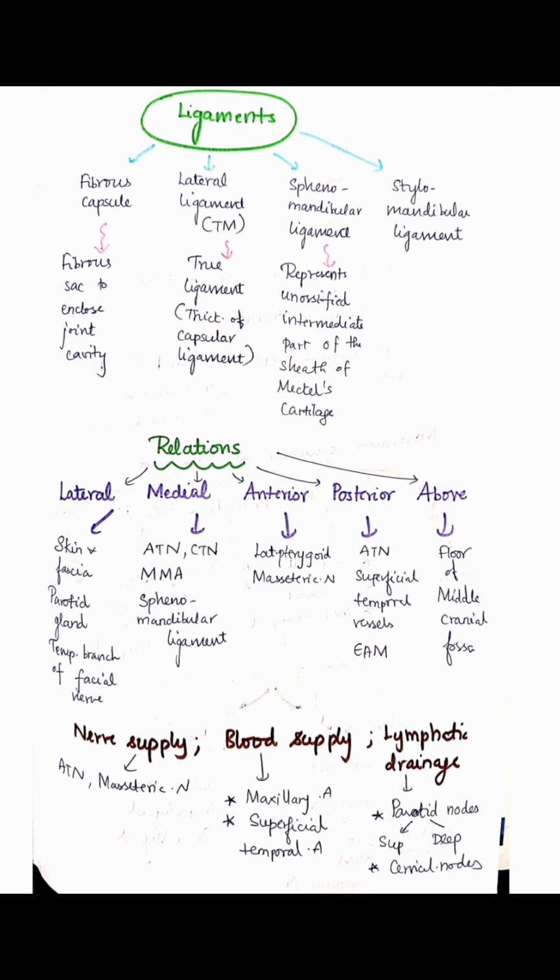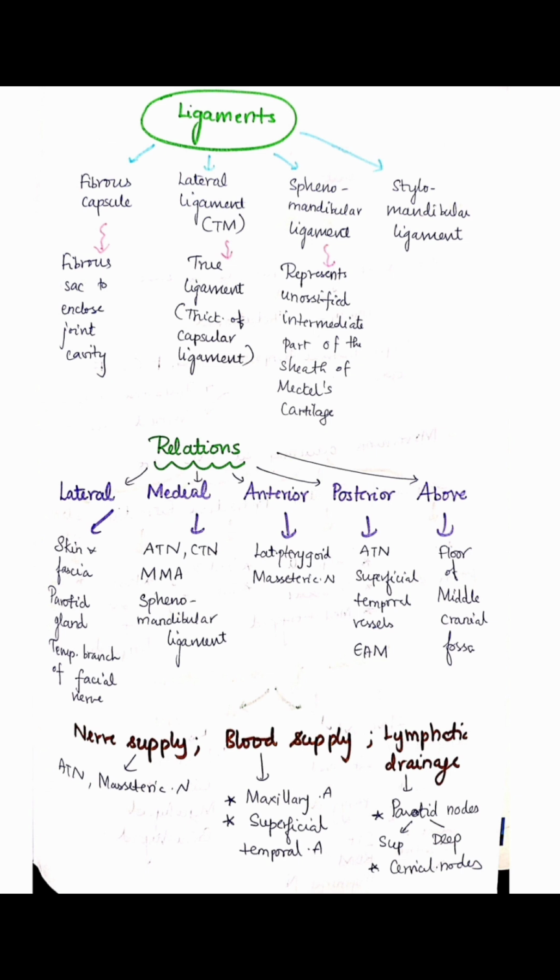It is the thickened portion of the capsular ligament. The spinomandibular ligament is attached above to the spine of the sphenoid and below to the mandibular foramen of the mandible. It represents the unossified intermediate part of the sheath of Meckel's cartilage. The stylomandibular ligament is attached above to the styloid process and below to the angle and posterior border of the ramus of the mandible.